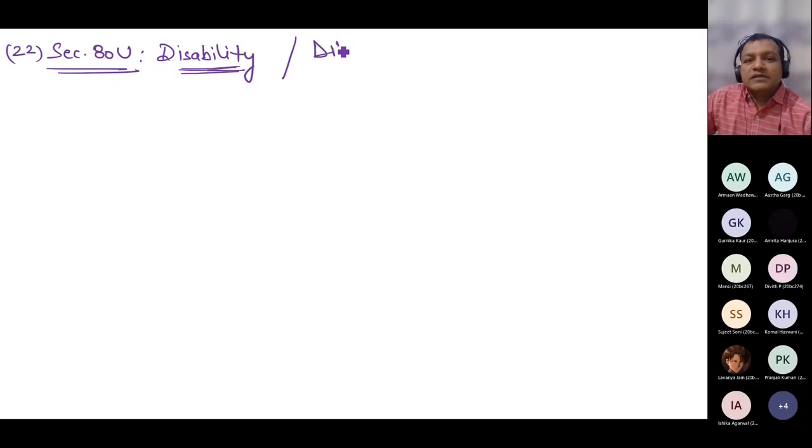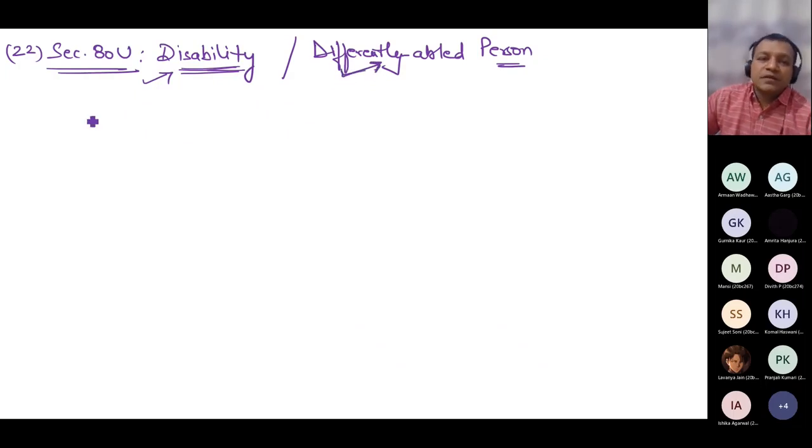Otherwise, in general sense, we should use a word which is having acceptability throughout, differently abled person. So rather than using a person who is having disability, we should use a person who is differently abled. It is more humanistic in approach. But the Act is using the old word, so I'm using it. Otherwise, in general sense, we should always use this word, differently abled.